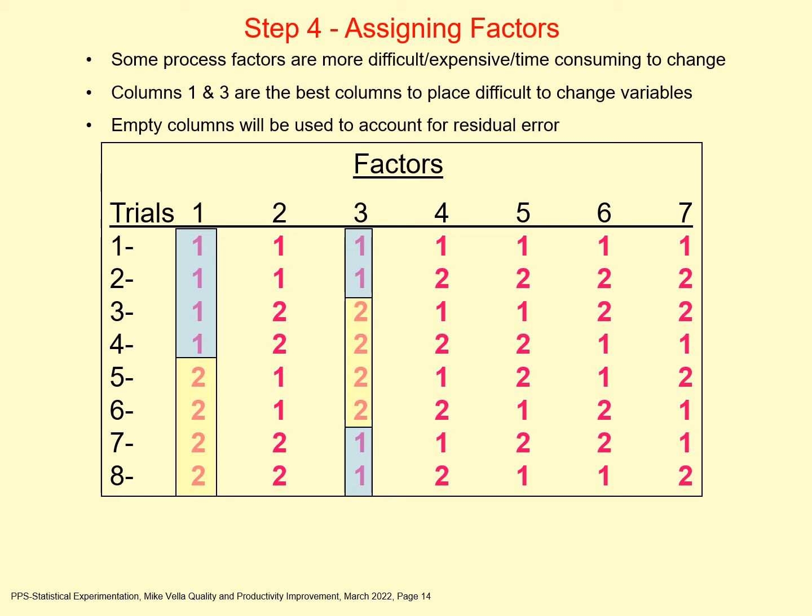You can see that in column 1, the factors only change once. You can see that between experiment 4 and 5, whereas in column 3, it changes twice, 1 to 2, then 2 to 1. In all the rest of them, they change more than that. So when you're assigning factors, be mindful of where you put them in the column array.